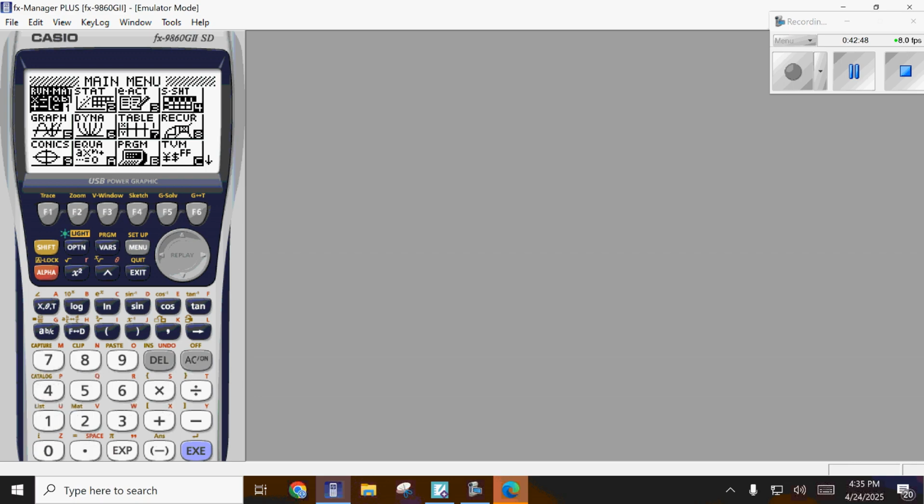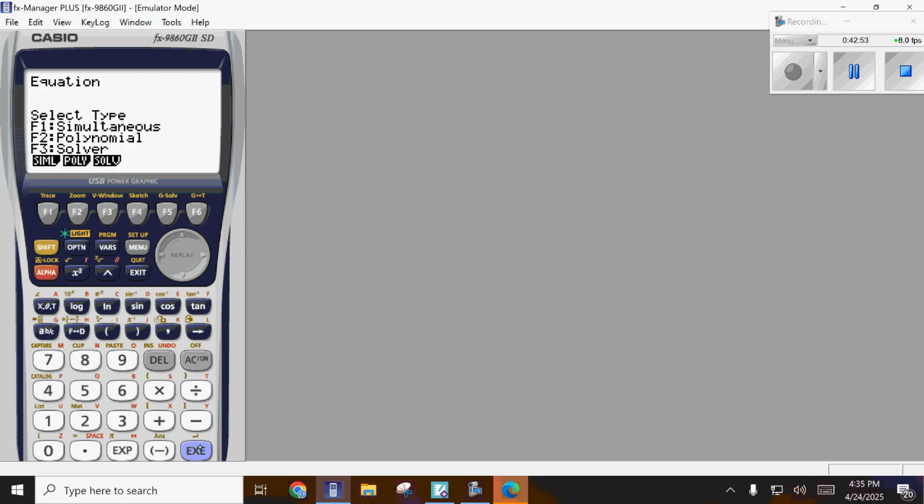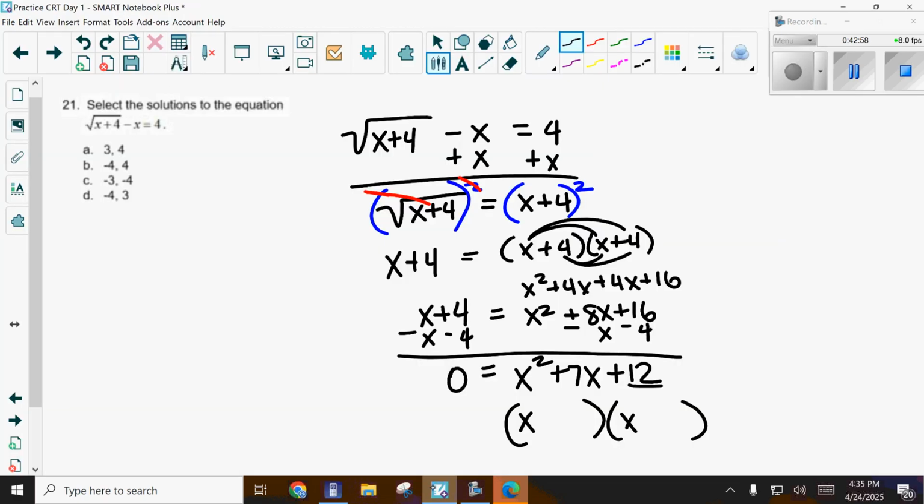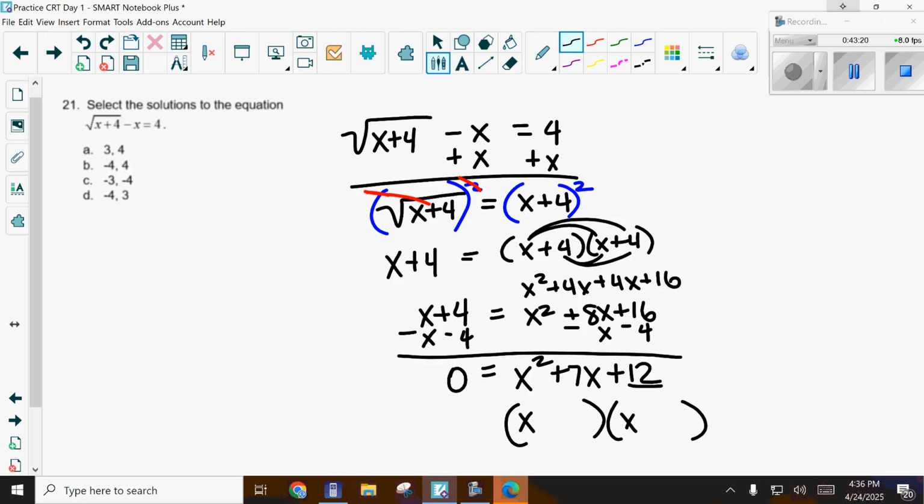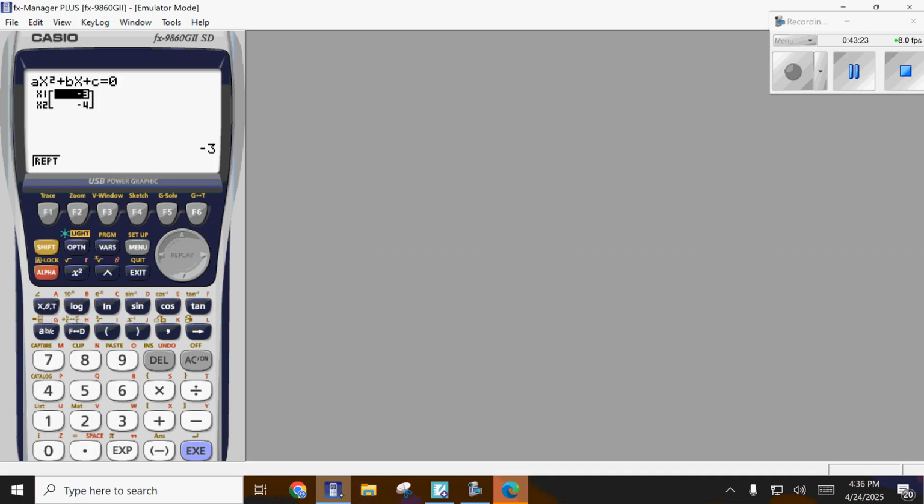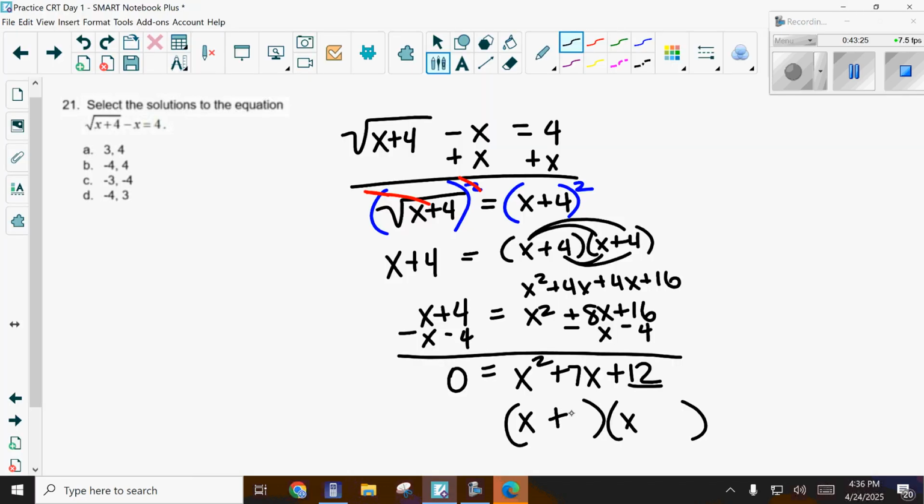Let me change all the settings again. So I'll go into my solver. I'm going into my polynomial solver. Degree 2, forgot the question. 1, 7, and 12. Now keep in mind, this thing solves it. I don't want the answers, I want the factors. Answers and factors are opposite. So if I'm going to change these to the factors, I have to change them to their opposite. So positive 3 and positive 4 would be the answers.